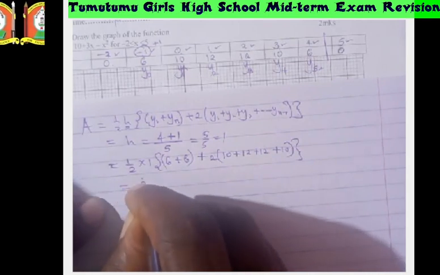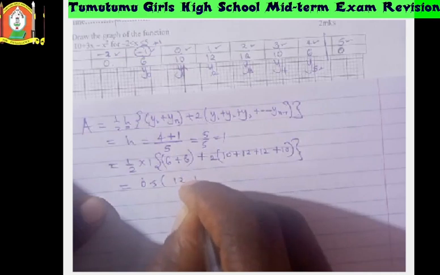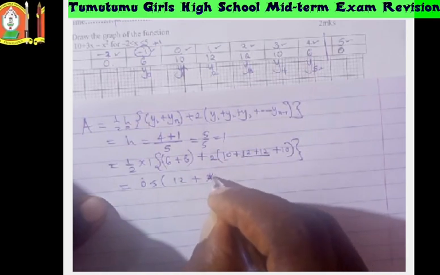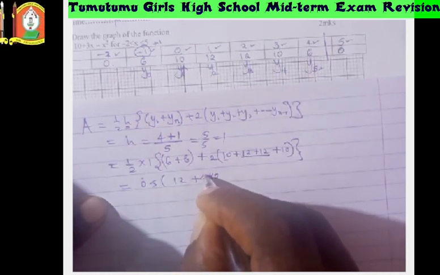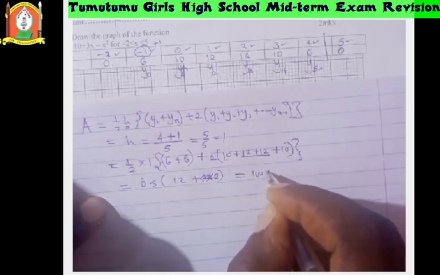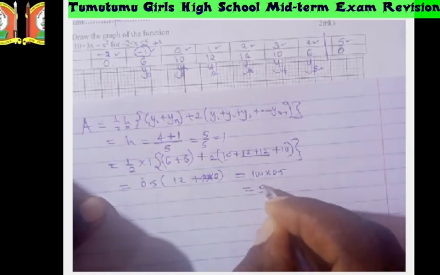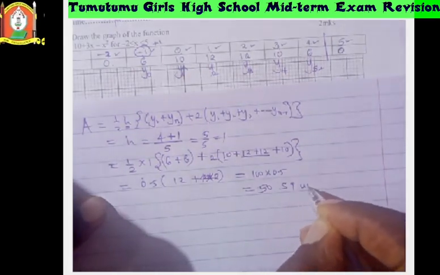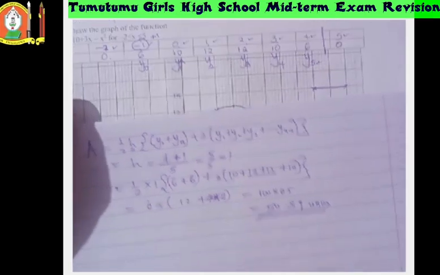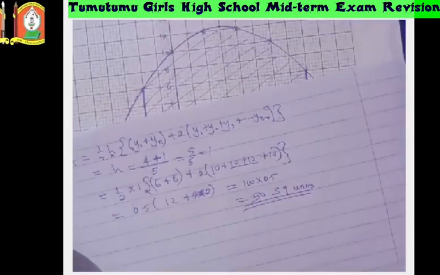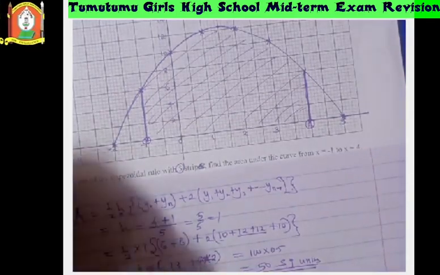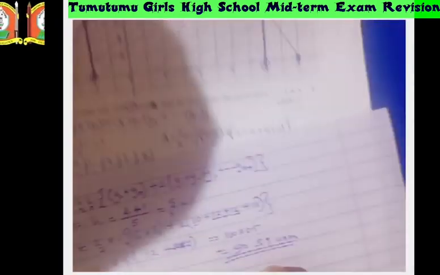Here we get 0.5 into 12 plus, this is 24 plus 20, 44 times 2, 88. So we have 100 times 0.5, which gives us 50 square units. That is part A. So the area by approximation using the trapezium method is 50 square units. Now what about B?